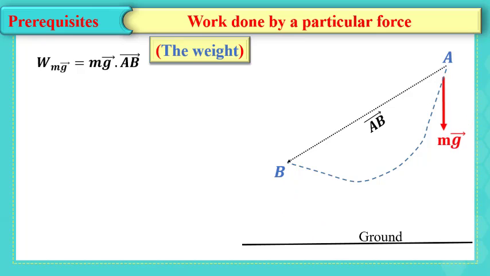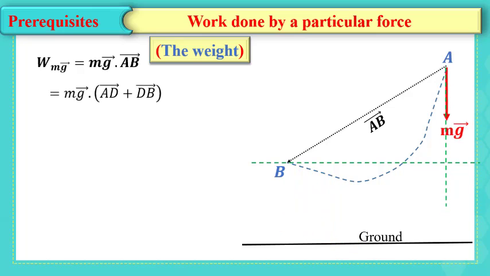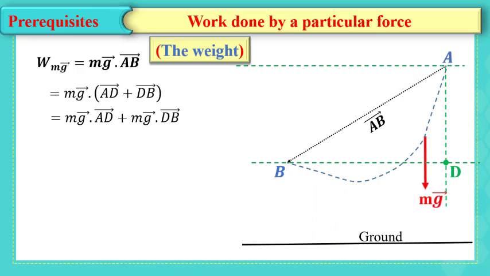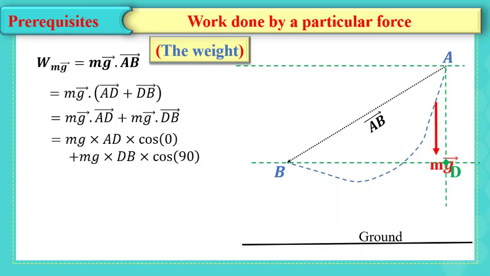But AB is curvilinear, and since work is independent of the path followed, let's choose AB as AD plus DB. Expanding this product, we find that it is mg dot AD plus mg dot DB, which means mg AD cosine 0 plus mg DB cosine 90. But cosine 90 is 0. In addition to that, DB is perpendicular to the mg vector, so it's just mg AD.